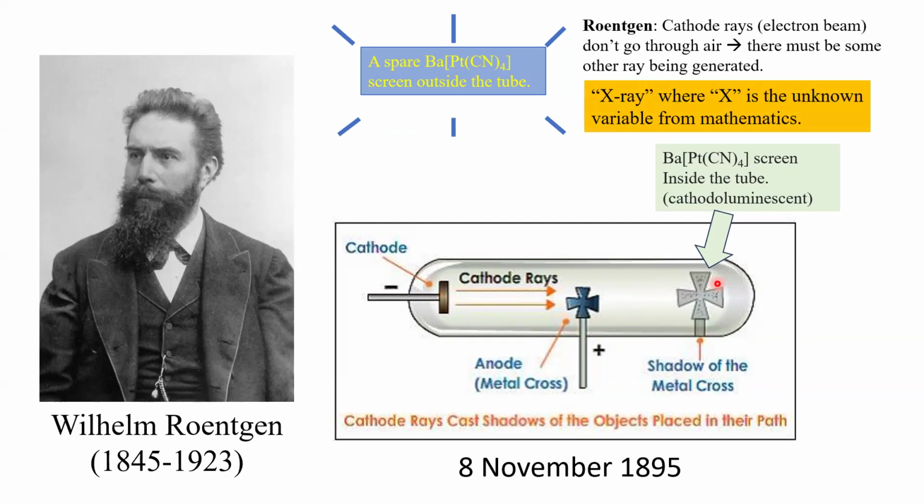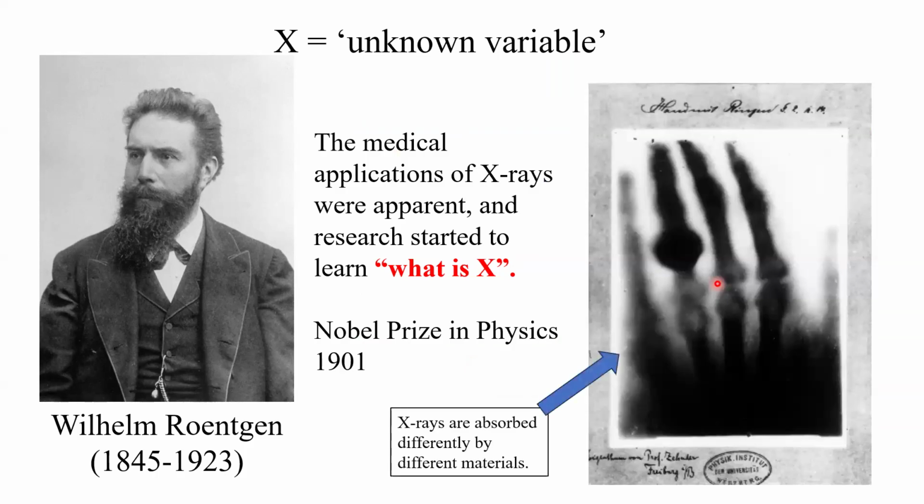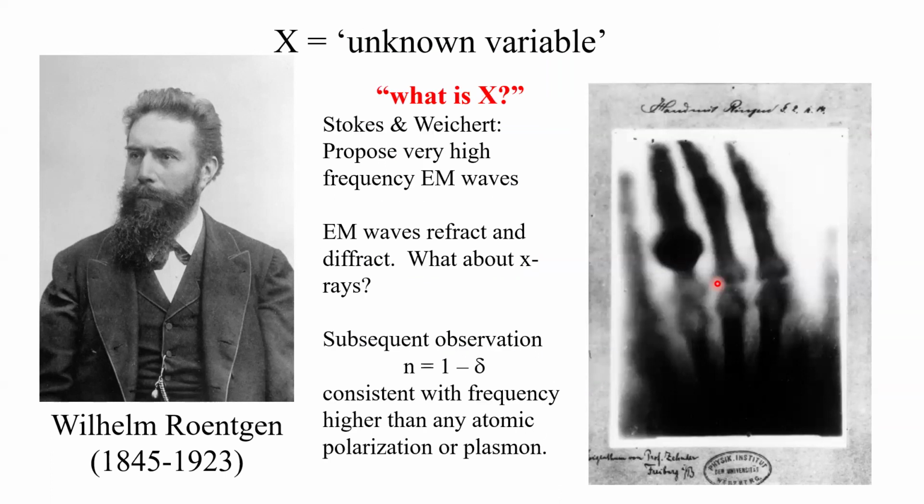So he did so. Of course, almost immediately, the potential medical applications of X-rays were known. And this was a profound and important discovery. And he received the Nobel Prize in Physics in 1901. So X-rays are absorbed differently by different materials. That's good. And right away, what is X?